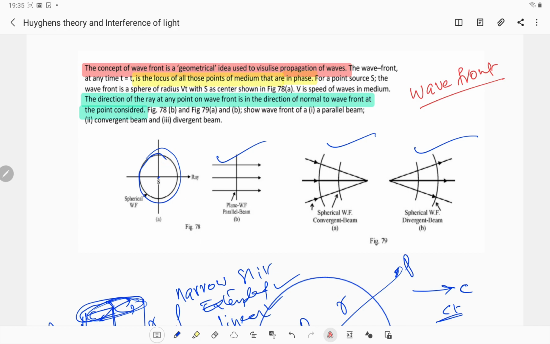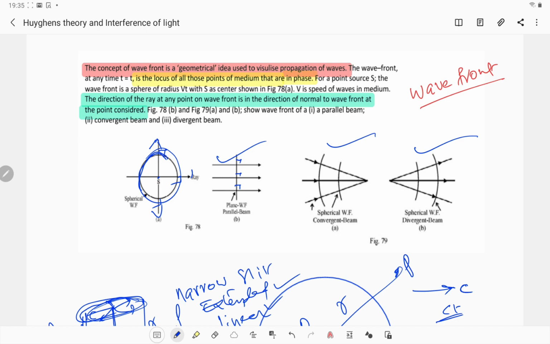See, this is a spherical wavefront. For this spherical wavefront, these are rays. This ray is perpendicular to this wavefront. Here also this is perpendicular. Here also perpendicular. This is a plane wavefront. These are the rays. For this wavefront, see, rays are perpendicular to the wavefronts.